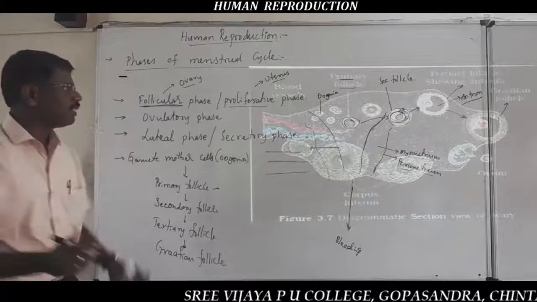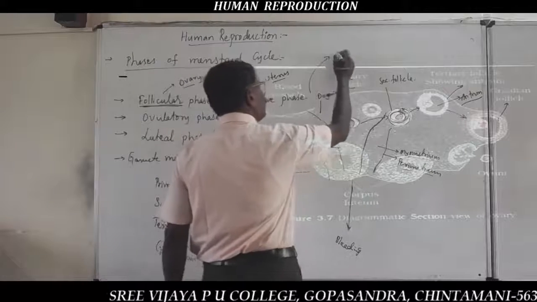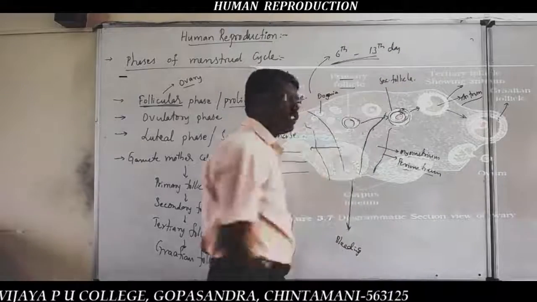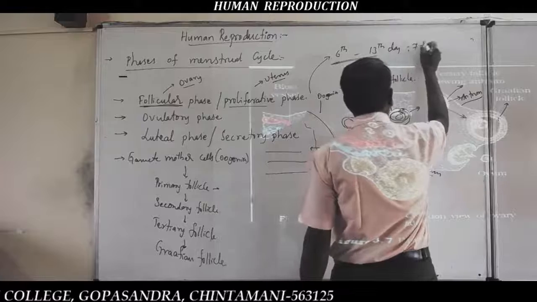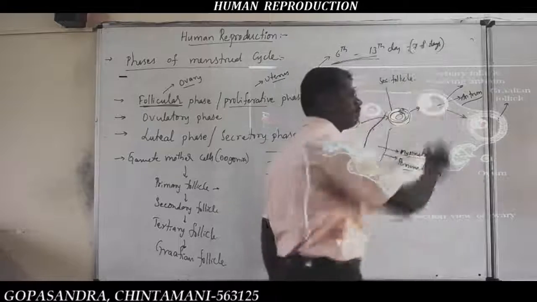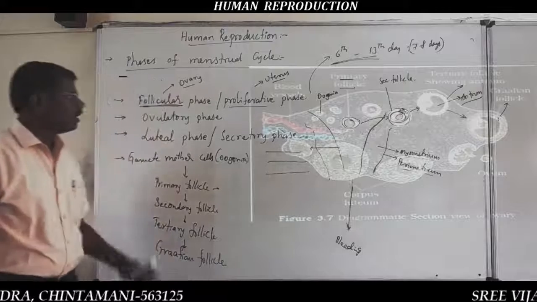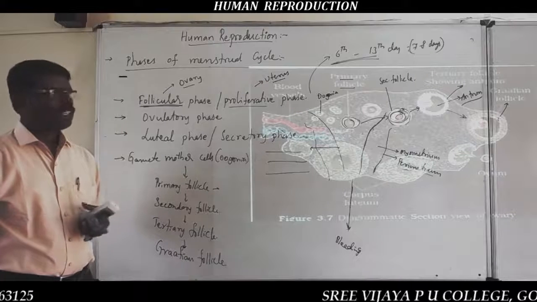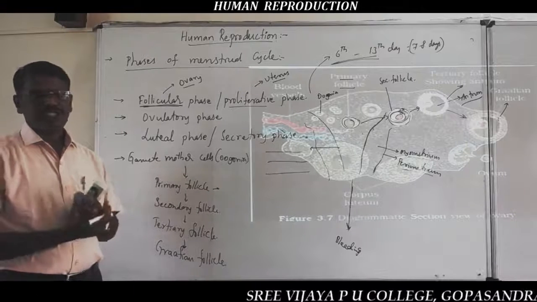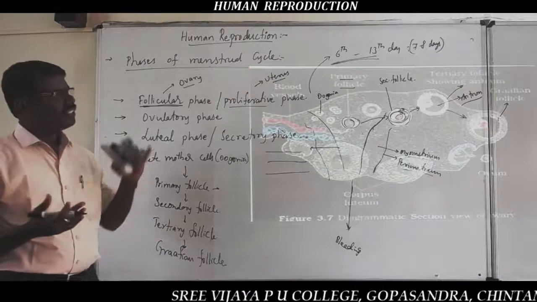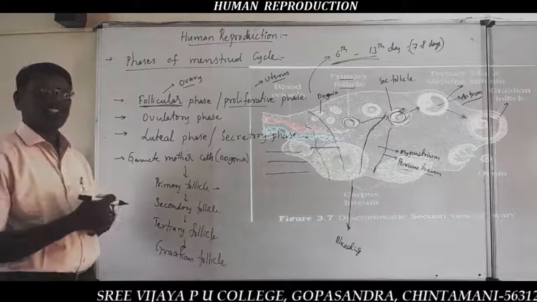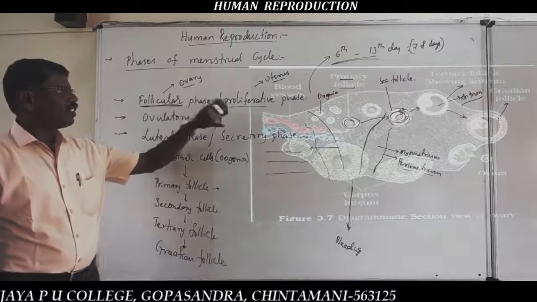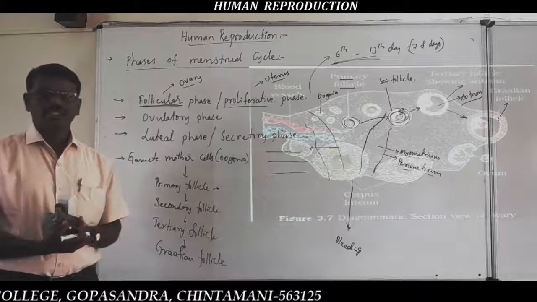These events occur in the duration of the 6th day to the 13th day of the menstrual cycle. It is a duration of nearly 7 to 8 days, hence it is called the follicular phase. The follicular phase starts on the 6th day and ends on the 13th day, requiring either 7 or 8 days. This follicular phase is also called the proliferative phase.